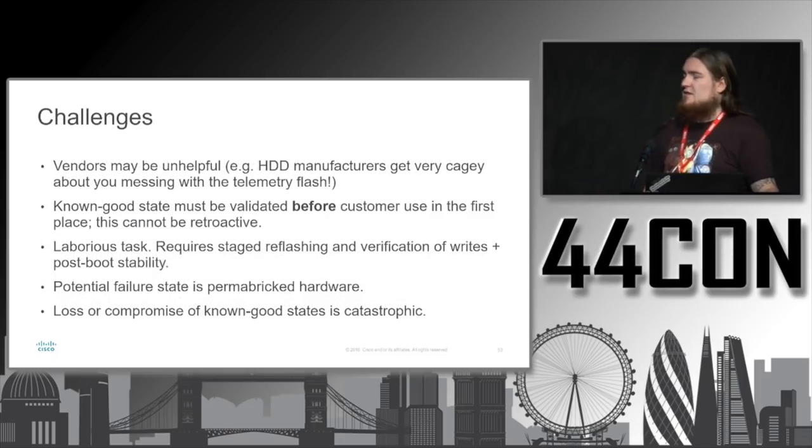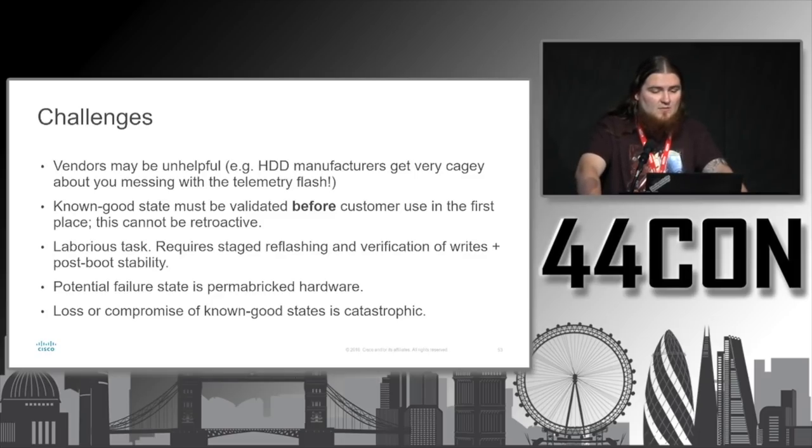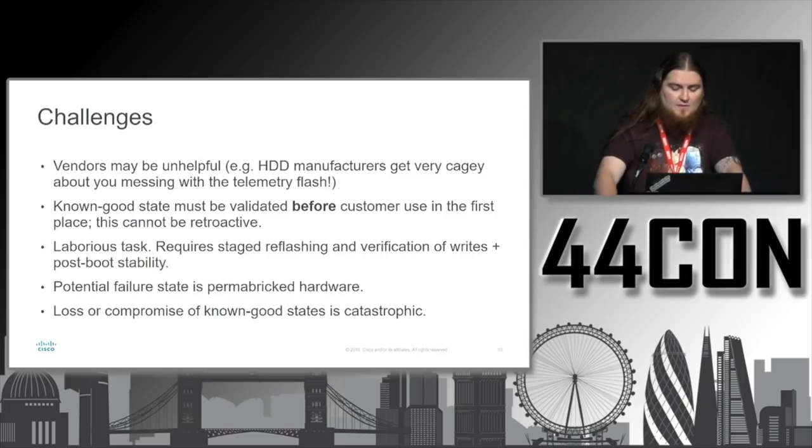And there are a lot of challenges here. As I mentioned, vendors are potentially unhelpful. It helps if you've got a good relationship with them, but HD manufacturers do not like it when you mess with the telemetry flash, because that's essentially their golden ticket to telling you that, no, we are not going to honor your warranty. And you need to validate the state before the first customer use. You can't go, oh, actually, this sounds like a really big problem, we should go and create a known good state from this hardware that the customer's been using for the last 4 years. You can't be retroactive about it. It's got to be done ahead of time. It's also laborious. You've got to verify a lot of flash, there's a lot of effort involved, and you've got to do a lot of work with the vendors. The potential failure state is that your hardware is bricked, so that can get expensive real fast. Loss or compromise of the known good states is catastrophic, so you've got to be careful about that as well.